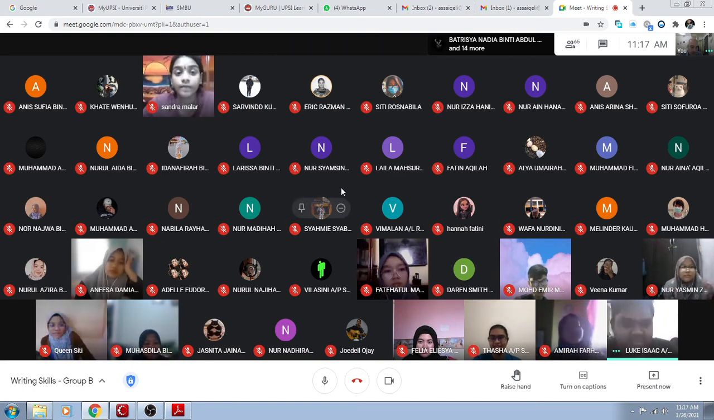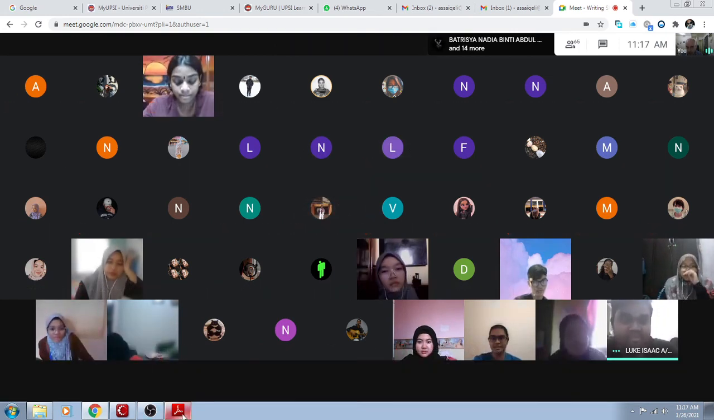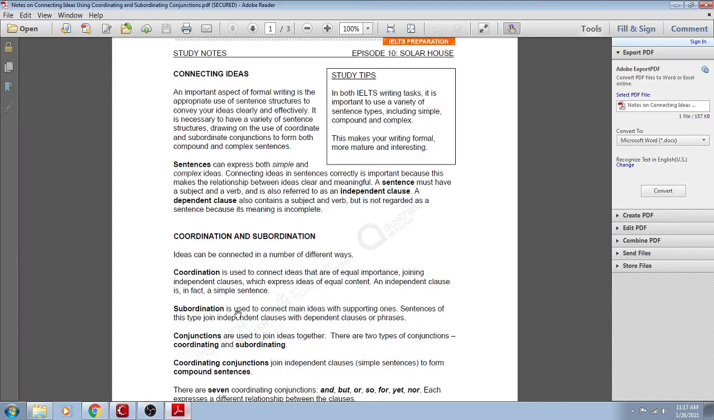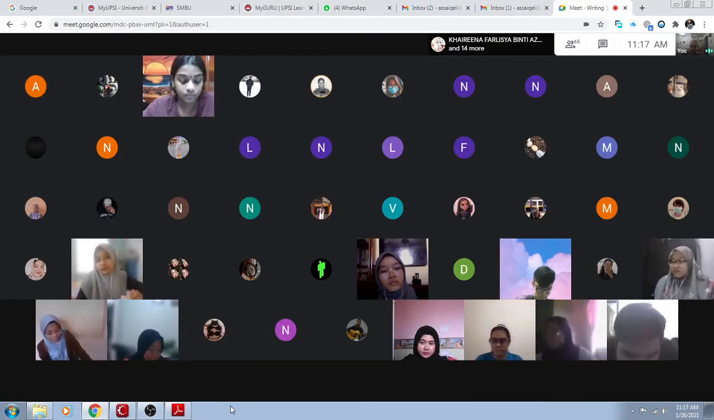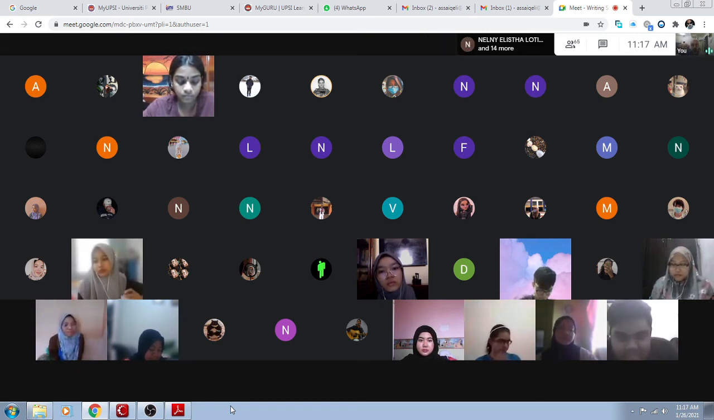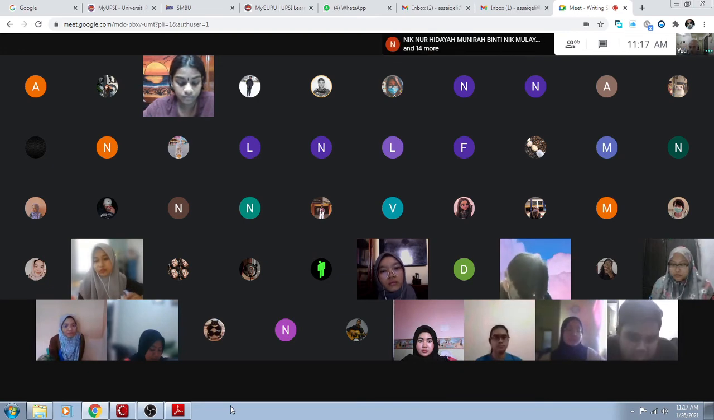Yes, sir. So this is coordination. Another mechanism to connect clauses is to use subordination. Subordination, the prefix sub means under, not co-equal. And so the two clauses are not grammatically equal. One is independent, the other is dependent. They are not equal. Joining an independent clause to a dependent clause creates a complex sentence.